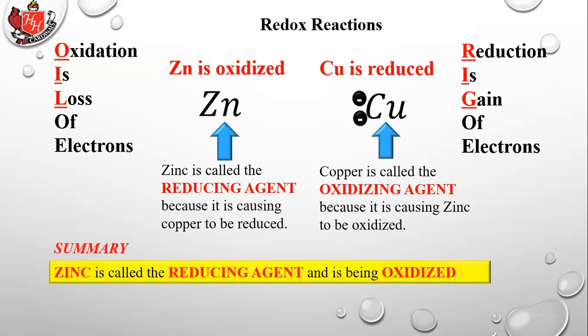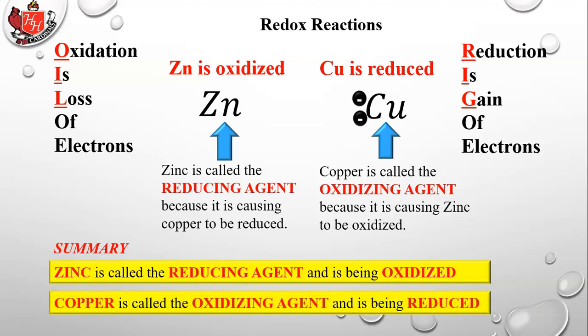So the summary: zinc is called the reducing agent and is being oxidized. Copper is called the oxidizing agent and is being reduced. I know it seems a little confusing, but it's just a little bit of practice. And as I said, we generally don't use the terms reducing agent or oxidizing agent a lot in class.